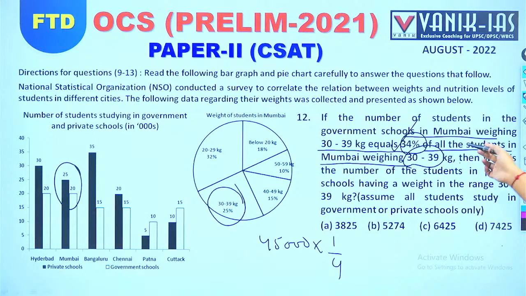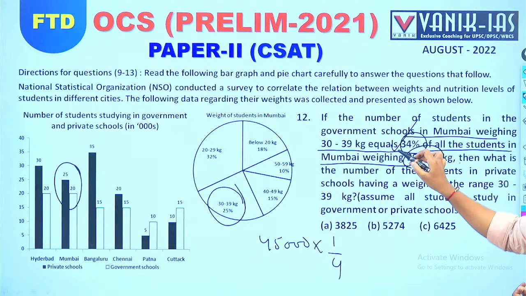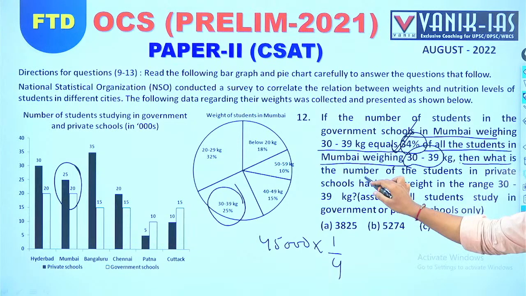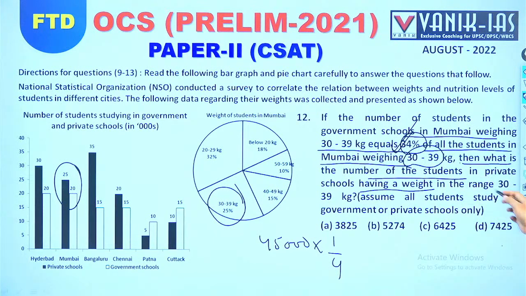If the number of students in the government school in Mumbai weighing 30 to 39 kg is equal to 34% of all the students weighing 30 to 39 kg, then what is the number of students in private school weighing 30 to 39 kg?